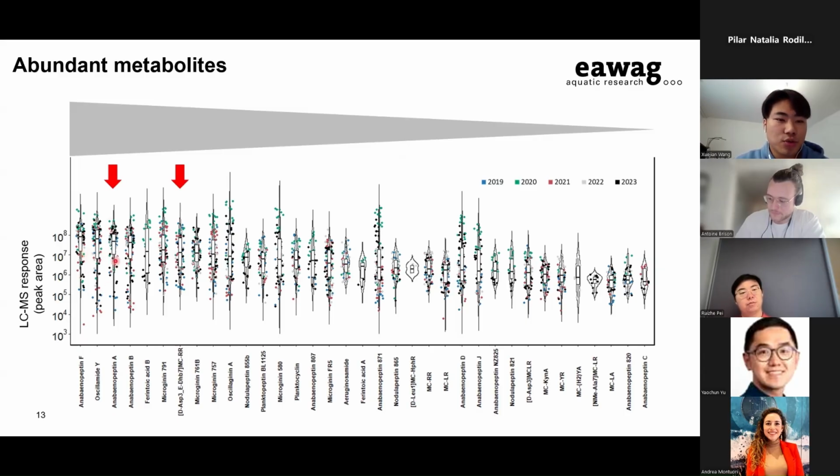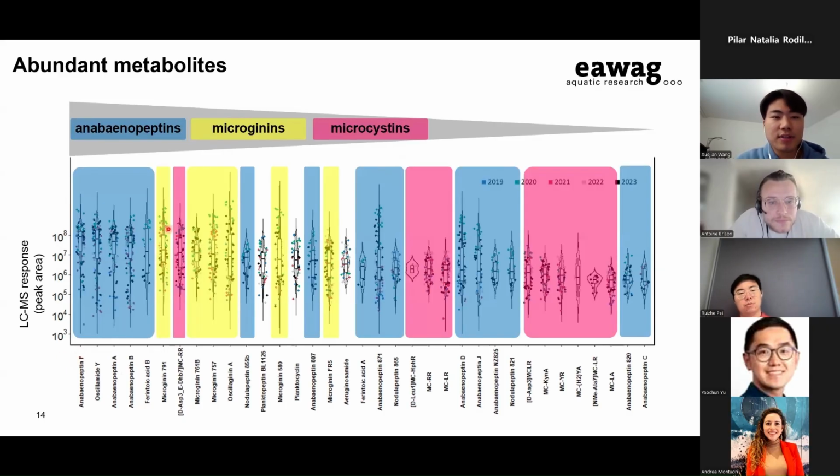We can see the two compounds that I showed you before. They're high enough to be detected by LC-MS, but still they're not the highest, not the easiest compounds to be detected in a lake. If we color all the metabolites based on their compound class, we could see the blue and the yellow colors mean anabaenopeptins and microginins are way more abundant in terms of LC-MS response, which means they are easier to be detected with our instrument.